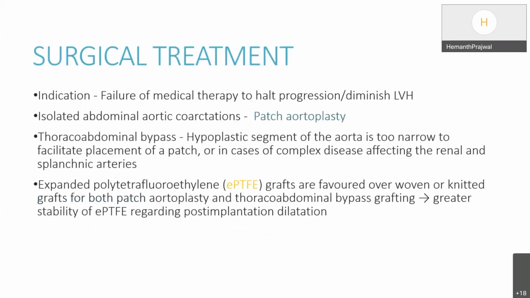Coming to the surgical modalities, the main indication is failure of medical therapy to halt the progression or diminish the left ventricular hypertrophy. The options available are a patch aortoplasty if it is an isolated abdominal aortic narrowing that provides suitable anatomy; a thoracic bypass if the hypoplastic segment of the aorta is too narrow to facilitate placement of the patch; or, in cases of complex disease affecting the renal and splanchnic arteries, which requires complex reconstruction, bypass is suitable.